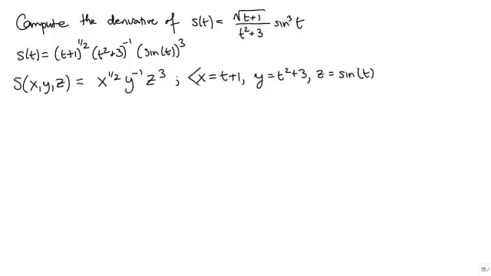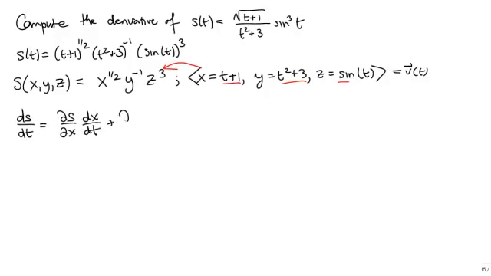And I could think of this as a vector-valued function. And so I'm taking my vector-valued function's components and I am plugging them into my function s. And so we're doing a composition. So I could apply the chain rule. The chain rule says if I want to take the derivative of s with respect to t, it's a function of three variables, so it should be del s del x dx dt plus del s del y dy dt plus del s del z dz dt.